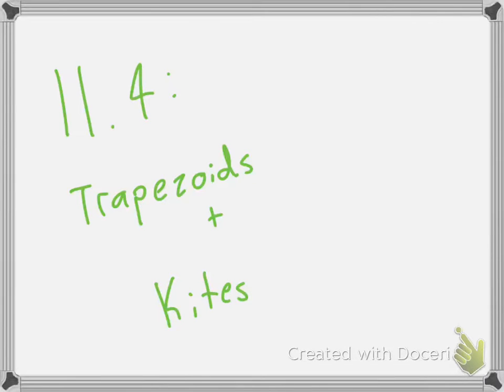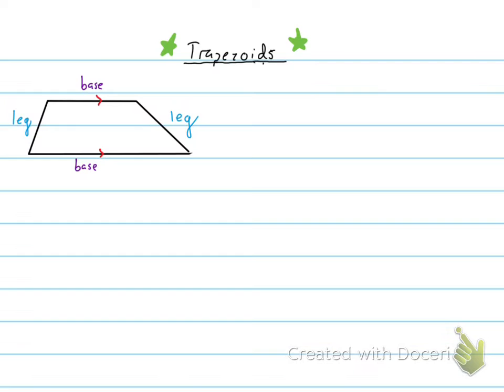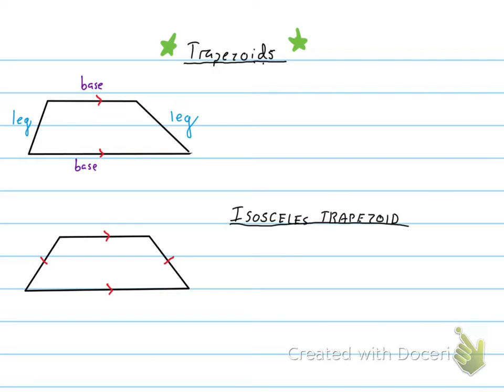In section 11.4, we're going to focus on trapezoids and kites. So just a general trapezoid, remember we have one pair of parallel sides. It's the main thing about a trapezoid. Just to take a look here, those two parallel sides we call our bases, and the other two sides we call our legs. Specifically, an isosceles trapezoid has congruent legs.